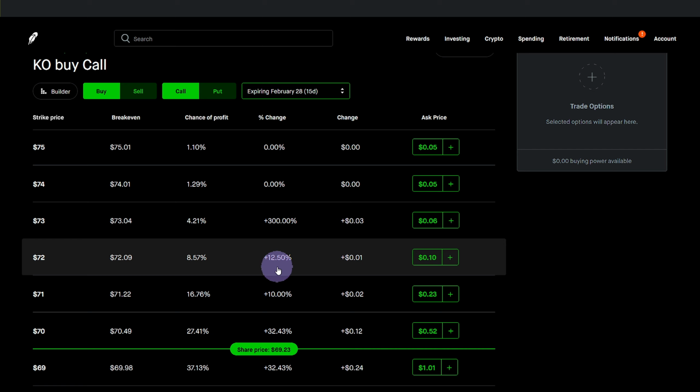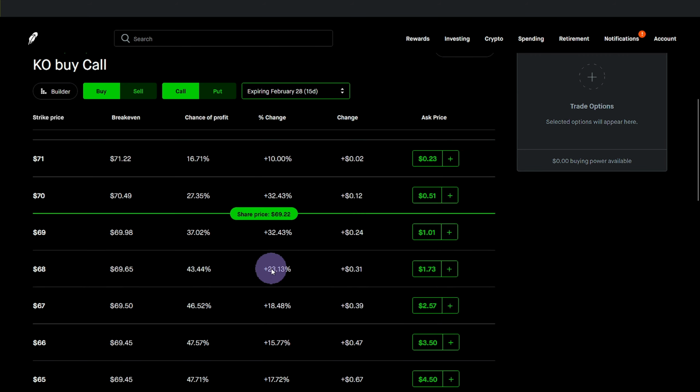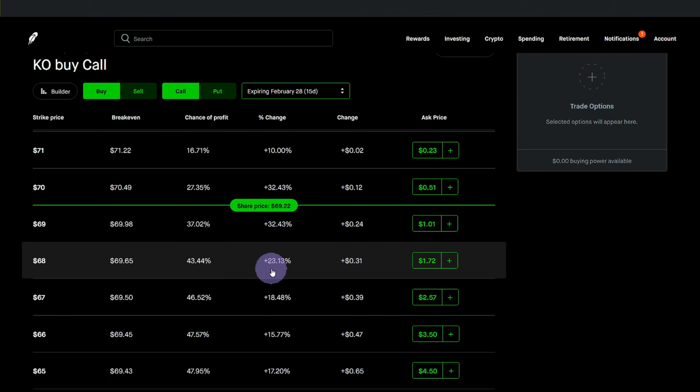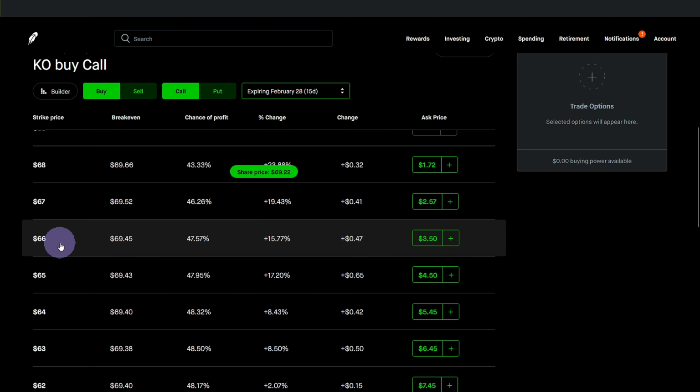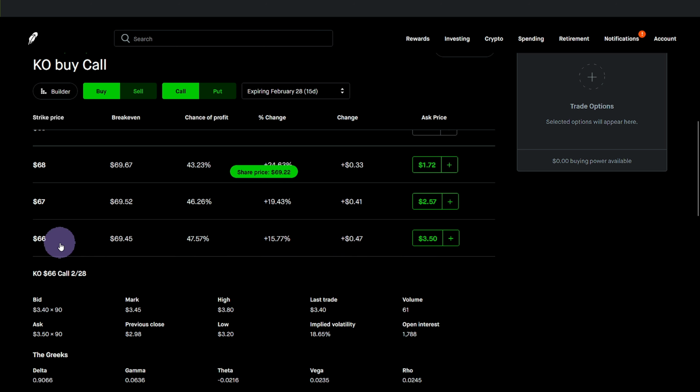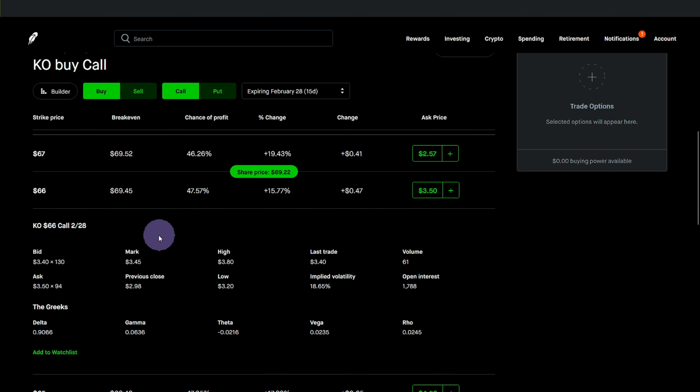So, how much are the gains and losses? For that, we need to look at the Greeks. Let's say I'm very confident that Coca-Cola is going to increase in value and I want to maximize returns. Let's say I'm comfortable spending a little bit more money. I might look at this $66 strike. If you click the row, you're going to get additional information. And this is where we're going to find the Greeks: delta, gamma, theta, vega, and rho. I did a whole video covering the Greeks in detail, so please go check that out.